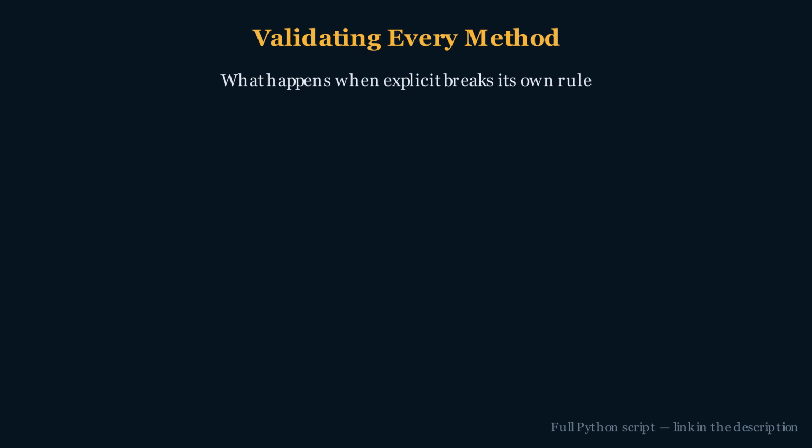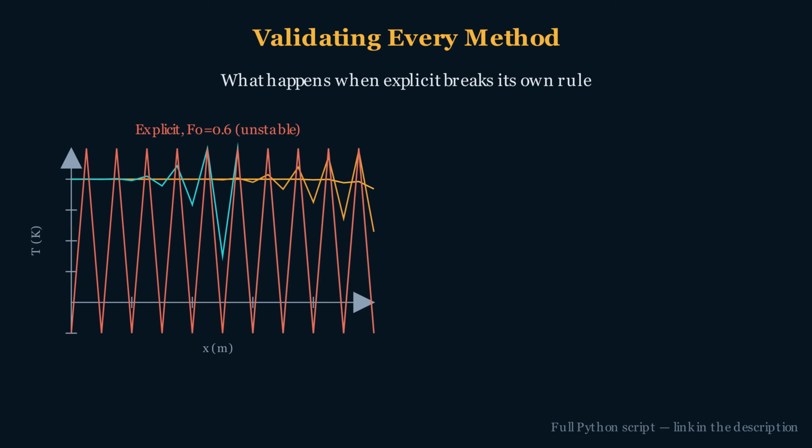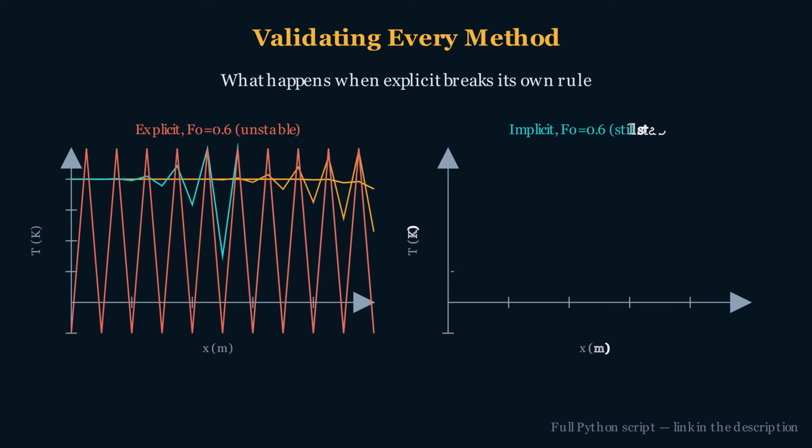One more demonstration, let's deliberately violate the explicit stability limit and watch what happens, compared to the implicit method given the exact same oversized time step. With FO at 0.6, the explicit method oscillates and diverges within a handful of steps, exactly the unphysical behavior we predicted from the negative coefficient. The implicit method, given the exact same time step, produces a perfectly smooth, physical cooling curve. This is the practical payoff of everything we derived this episode.